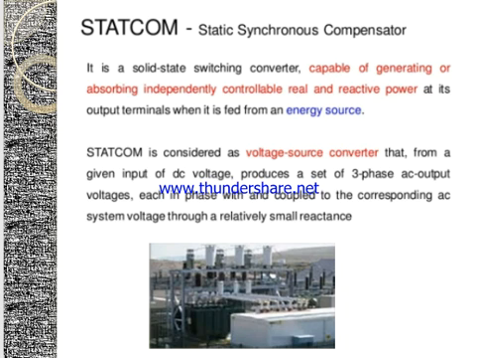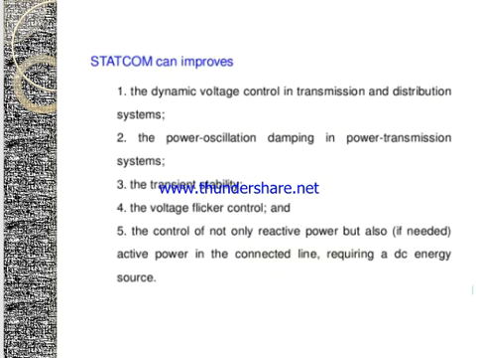The STATCOM is considered a voltage source converter that, from a given input of DC voltage, produces a set of three-phase AC output voltages, each in phase with and coupled to the corresponding AC system voltage through a relatively small reactance. This can improve dynamic voltage control, power oscillation damping, transient stability, voltage flicker control, and also the control of not only the reactive power but also the active power when it is connected to the system. But it requires a DC energy source in such a condition.